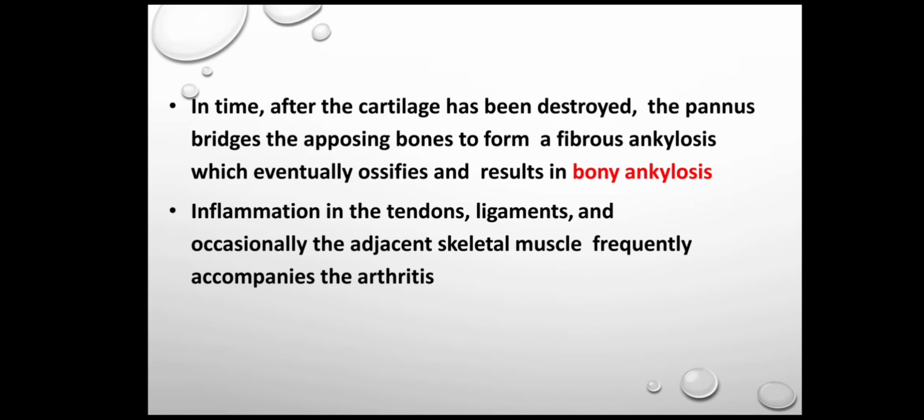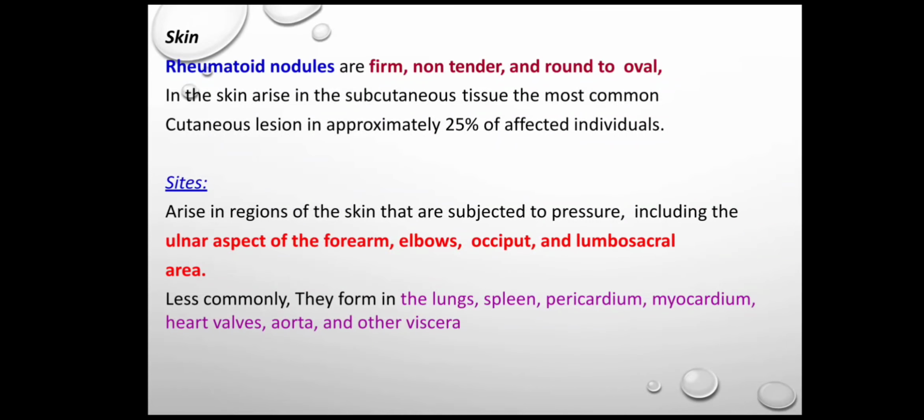In time, after the cartilage has been destroyed, pannus bridges the opposing bones to form fibrous ankylosis, which eventually ossifies and results in bony ankylosis. Inflammation in tendons, ligaments, and occasionally adjacent skeletal muscle frequently accompanies the arthritis. Rheumatoid arthritis can affect the skin as well, causing subcutaneous rheumatoid nodules, which are firm, non-tender, round to oval lesions. Most common, and it arises subcutaneously.